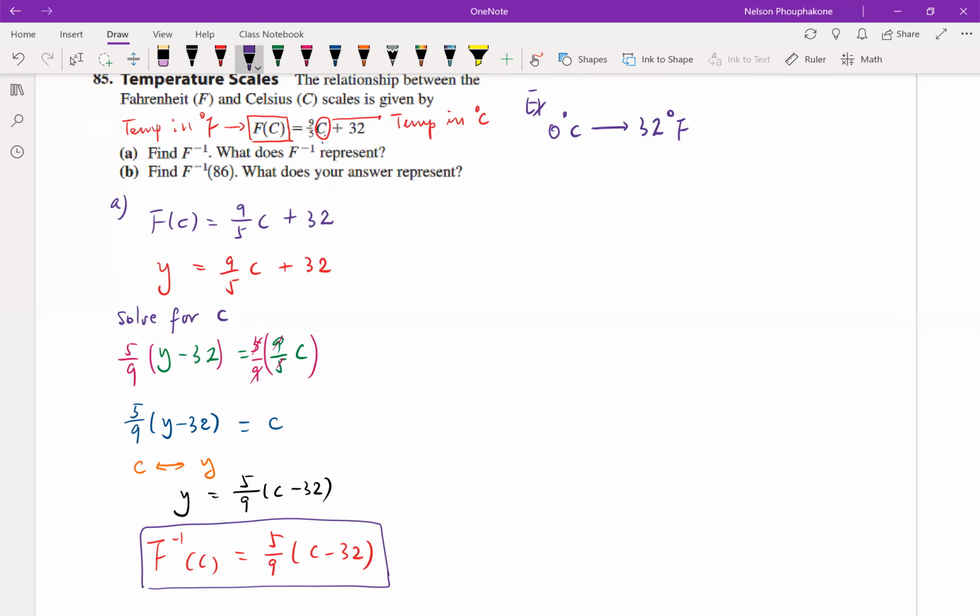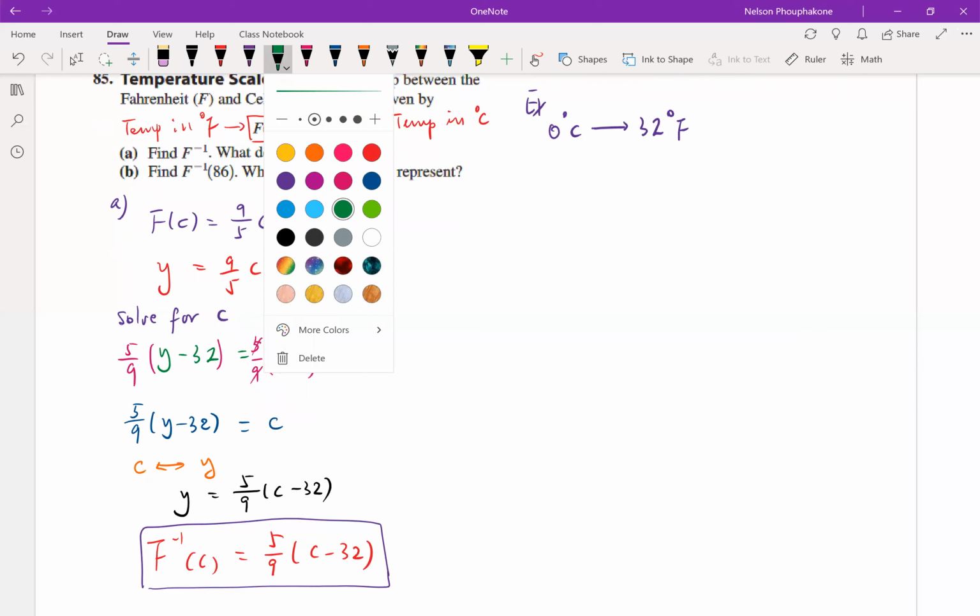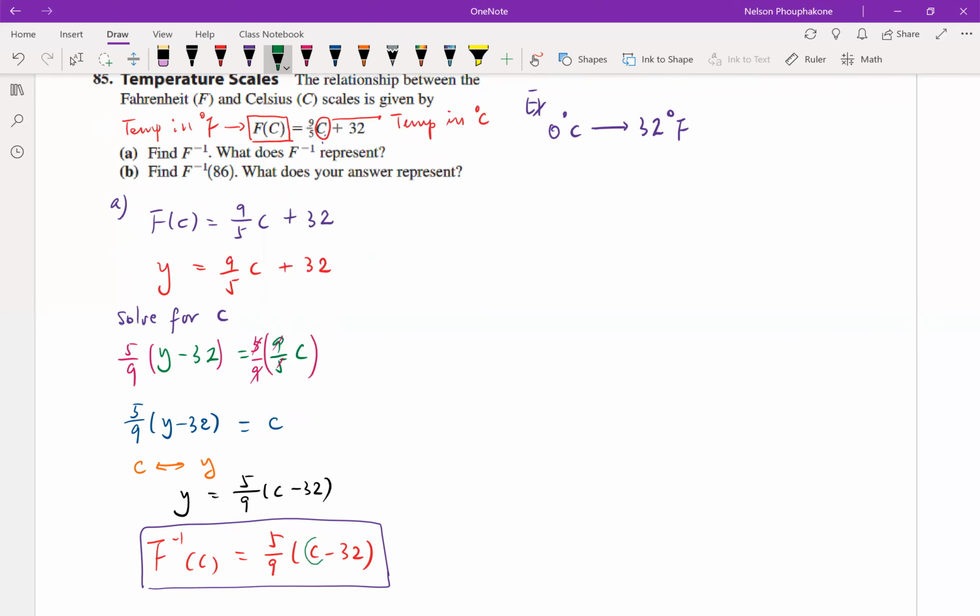Now, what does this mean? First of all, you have to understand that this c right here is not the temperature in Celsius. Because we go through the inverse, this c right here is the temperature in Fahrenheit. Then what is my output? F inverse of c is the temperature in Celsius.